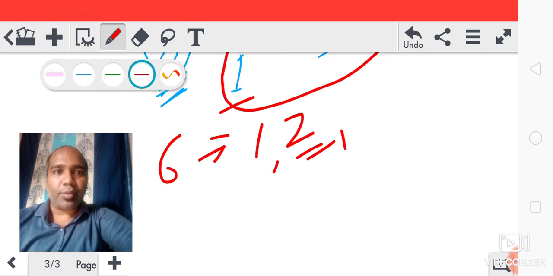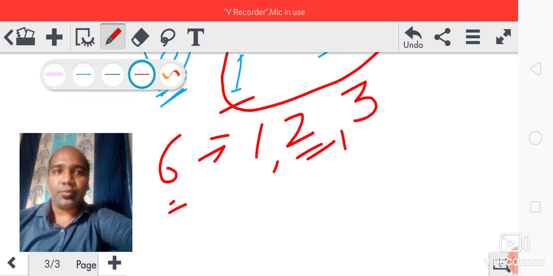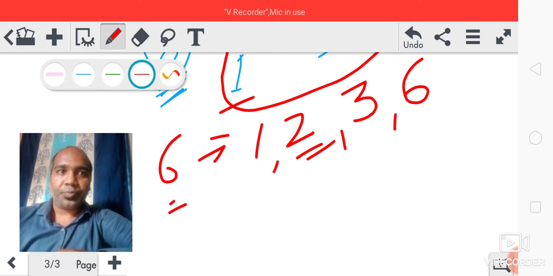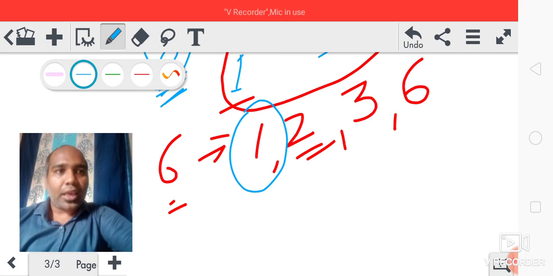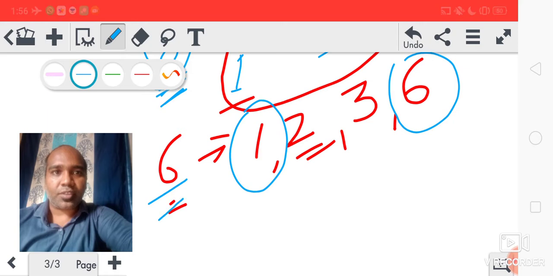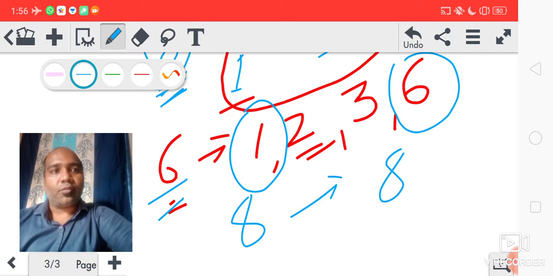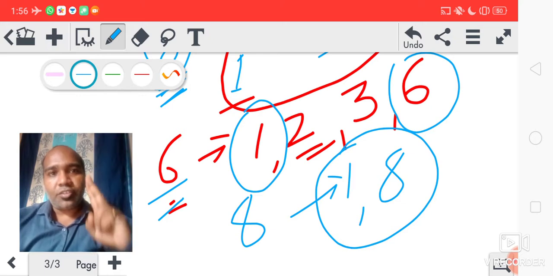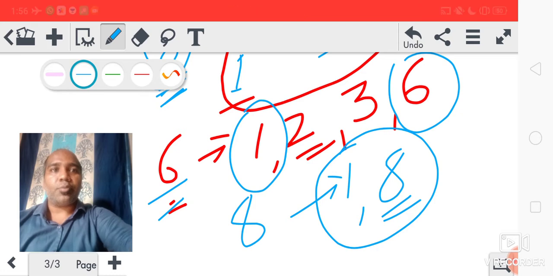Then in which number's table do we get 6? In the table of 3, 3 2s are 6. So 3 is a factor of 6. Then in the table of 6, 6 1s are 6. So remember, 1 is a factor of every number, and the number itself is also a factor, like 6 is a factor of 6, and 8 is a factor of 8. So every number will have at least 2 factors, 1 and the number itself.